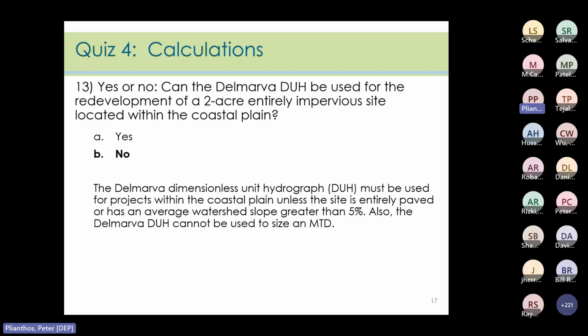It cannot be used to size a manufactured treatment device, or MTD, as it may underestimate the peak flow rate entering the MTD. Also, for an entirely paved site, the significant surface storage associated with the coastal plain is no longer present, also resulting in underestimated peak flow rates if the Delmarva is used. Additionally, the Delmarva should only be used in areas that have an average watershed slope less than 5%. If any of these situations are proven to be present, the SCS Standard Dimensionless Unit Hydrograph must be used.